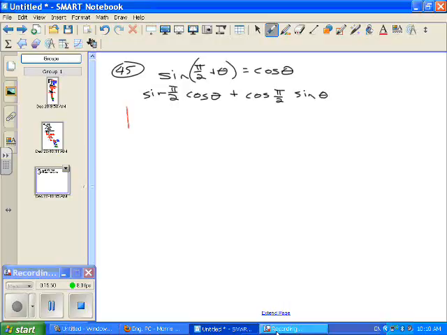All right, well, sine of pi over 2, my sine curve goes like this. What's happening at pi over 2? It's 1 times cosine of theta. So what's that? Cosine of theta.